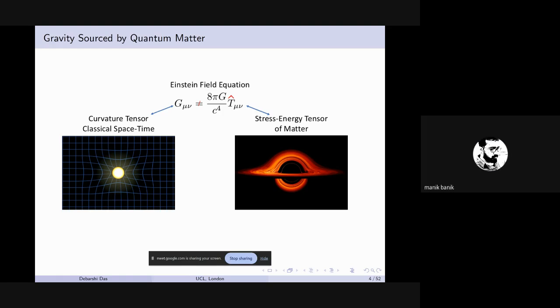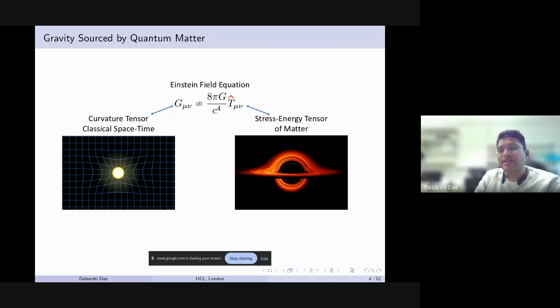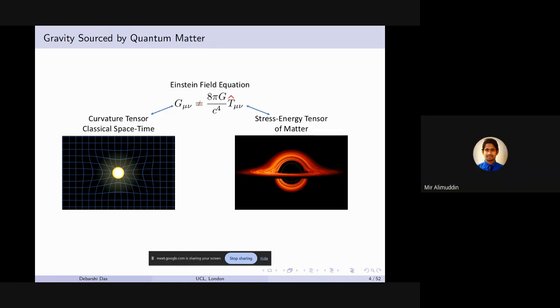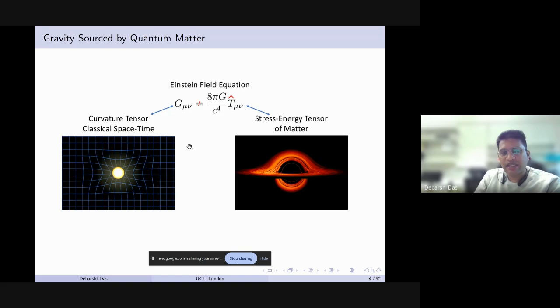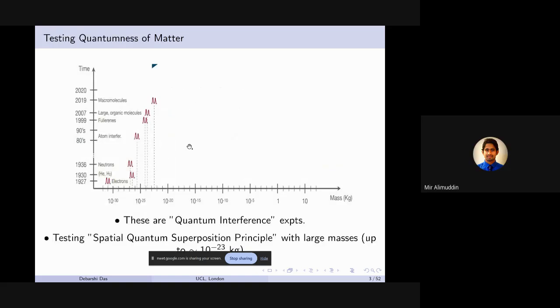Probably you are not addressing this kind of thing. No, I'm not. For this motivation part, I'm not telling about this type of superposition. I'm telling about the spatial superposition of a mass.